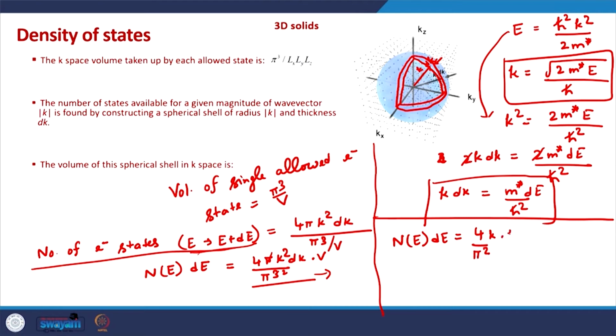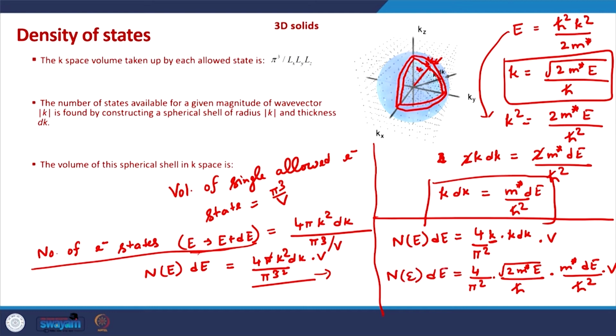This k square dk can be written as k times k dk times V. So, this k value is just square root of 2 m star E divided by h bar, 4 pi square root of 2 m star E divided by h bar, and k dk is m star dE divided by h bar square times volume. So, this is the total number of electronic states in the system, in the energy range from E to E plus dE. Now, the dE goes away.